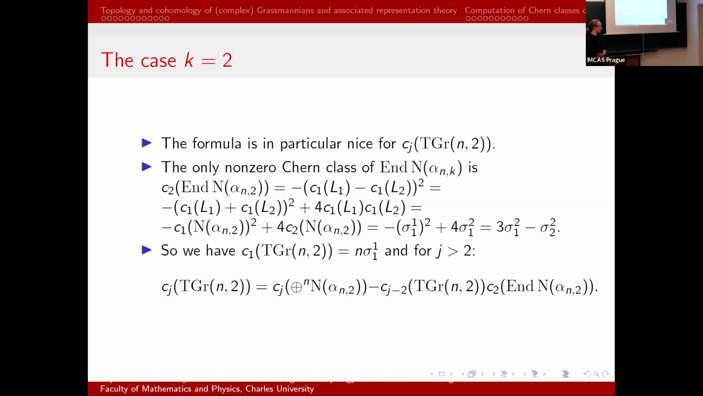I'm not sure to which extent the normal bundles are characterized by their Chern classes. Okay, maybe that remains to be seen. Yeah, it would be interesting.